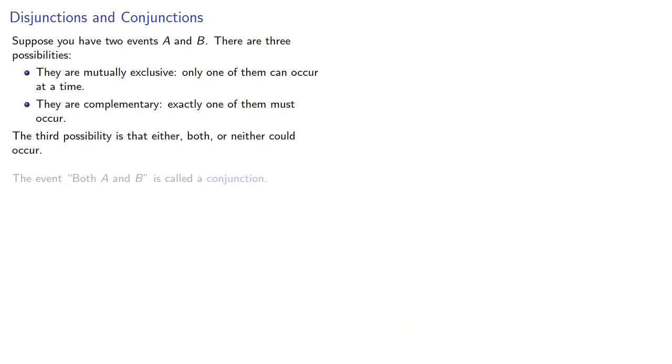The event both A and B is called a conjunction. That's when they happen at the same time. Meanwhile, the event either A or B is called a disjunction. That's when we care if either of the two events occur. So we can develop a formula that relates the disjunctions and conjunctions.